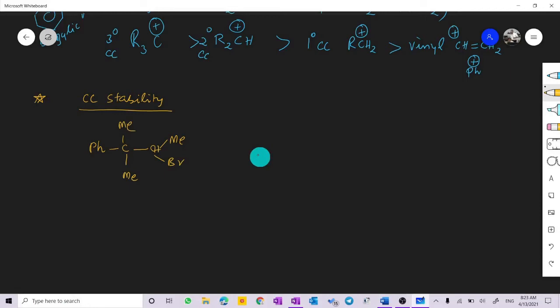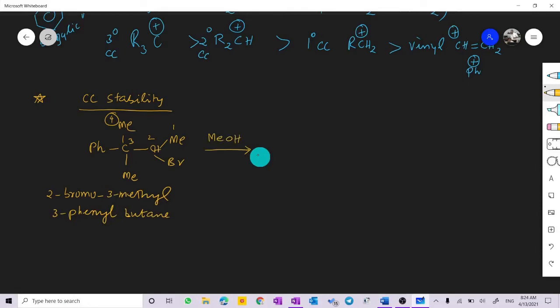Numbering 1, 2, 3, 4. When the ring contains a side chain with a functional group, that will be the parent compound. Therefore this will be called 2-bromo-3-methyl-3-phenylbutane. Okay, so you have to know this compound. Now you add a base, MeOH, alcoholic OH minus, which will be the base.